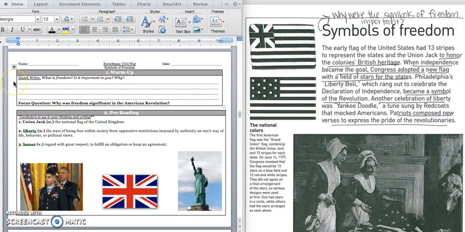Before we get started, we have a quick write. It says, what is freedom? Is it important to you? Why? Press pause to write down your answer and play when you're ready for the focus question.